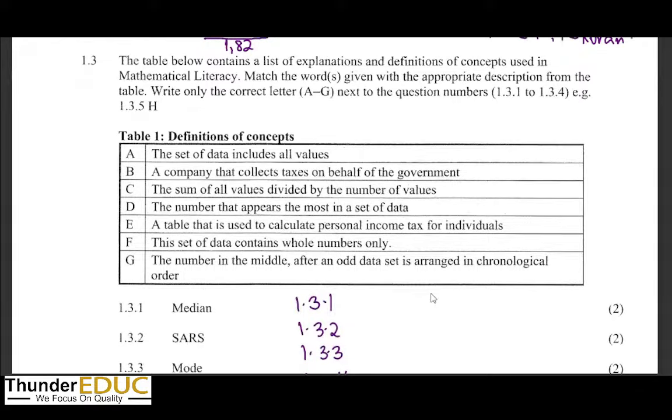So when you come to these definitions, you're looking for the one that will match median. This one, a set of data, does not match. A company that collects taxes on behalf of the government, in South Africa, is called SARS. The sum of all numbers divided by the number of values could be mean. The number that appears most, we call it mode. The table that is used for tax calculations, we call it the tax table. The set of numbers that contains whole numbers only is called discrete data. Then the number that is in the middle is the median.